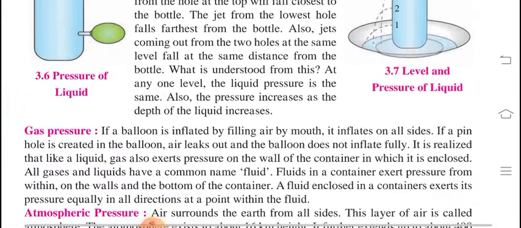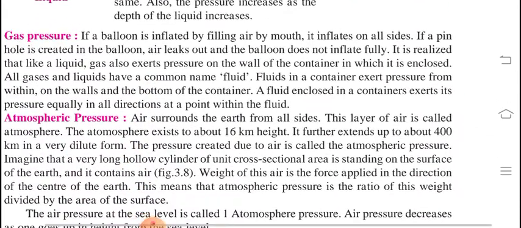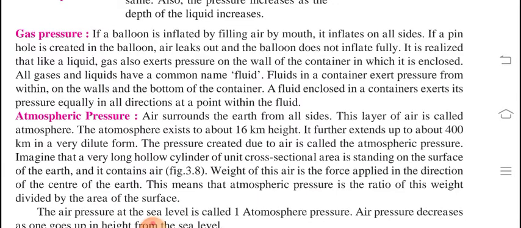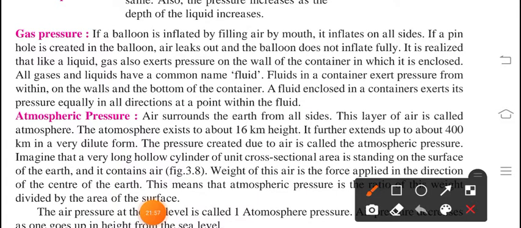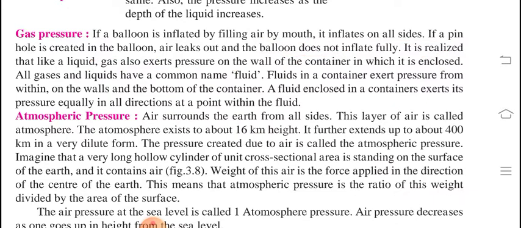Next is gas pressure. If a balloon is inflated by filling air in by mouth, it inflates on all sides. If a pinhole is created in the balloon, air leaks out. The balloon does not inflate fully. It is realized that like liquid, gas also exerts pressure on the walls of the container in which it is enclosed.